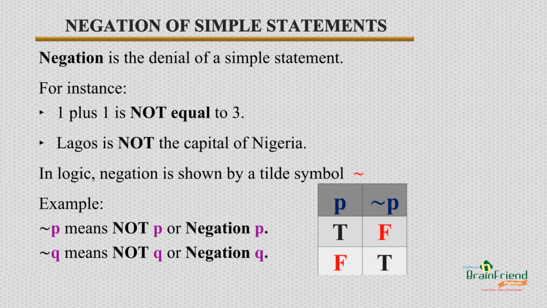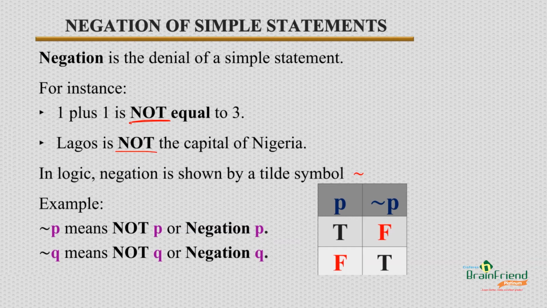Now that we know how the truth or falsity of a statement is established, let us look at negation. What is actually negation? Negation is simply the denial of a simple statement. How do I mean? To get a negation, we simply put a not before that statement. For instance, 1 plus 1 is not equal to 3. This not here indicates negation. Also, Lagos is not the capital of Nigeria. This not here also indicates negation.